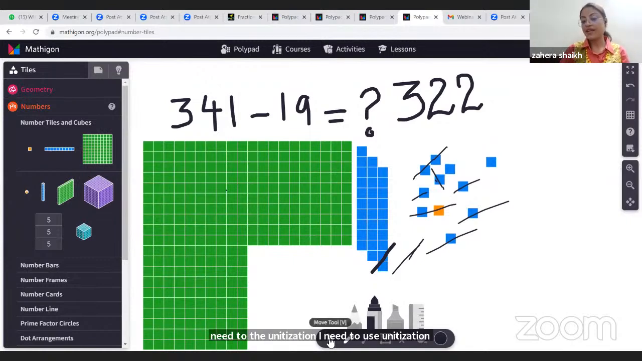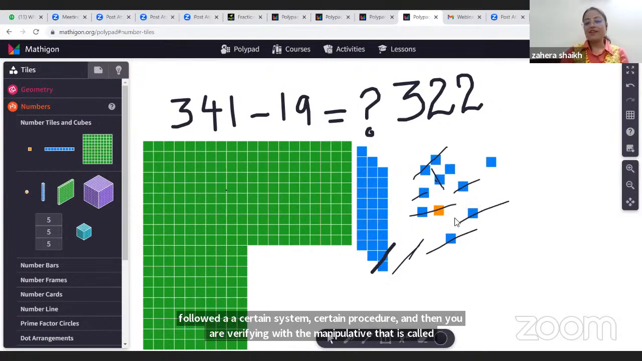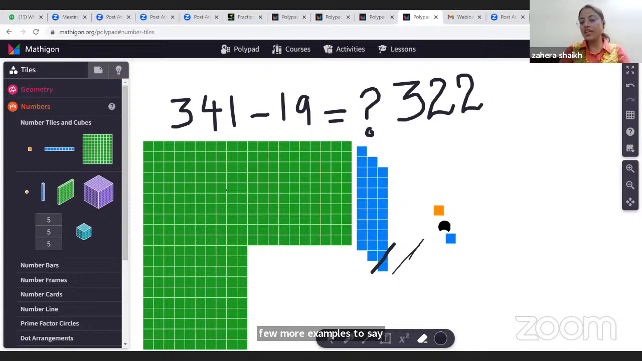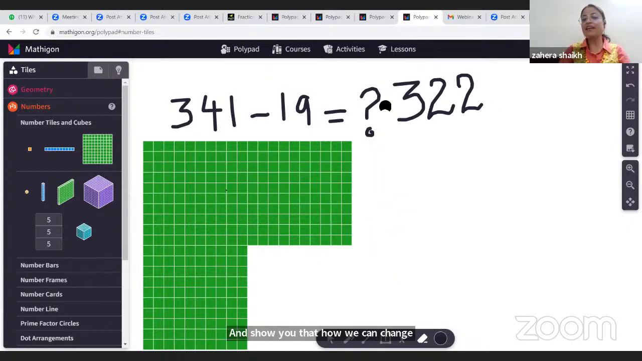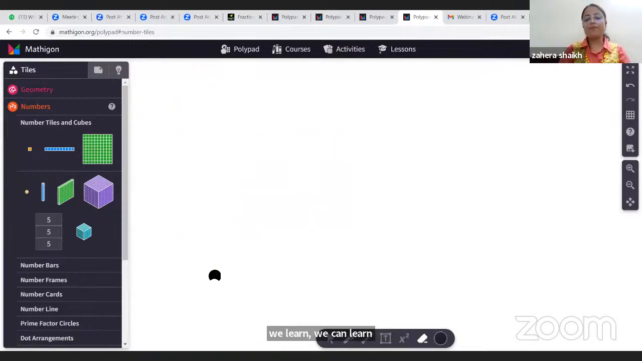I'm not doing maths. Doing maths is when you have calculated, followed a certain system, a certain procedure, and then you are verifying with the manipulative. That is called doing maths with manipulative, right? So I have a few more examples to show you how we can change this thinking. We should learn maths, not do maths with manipulative.